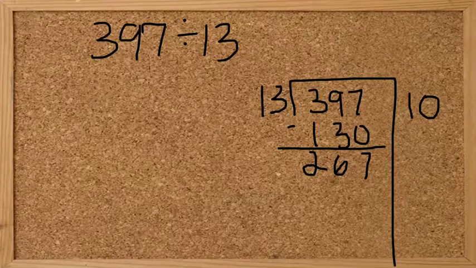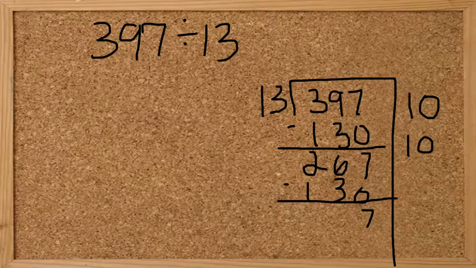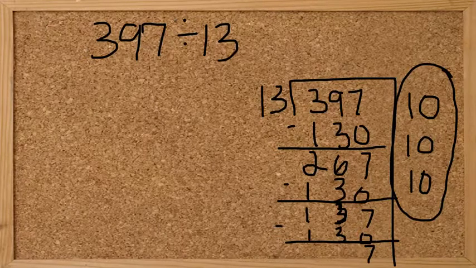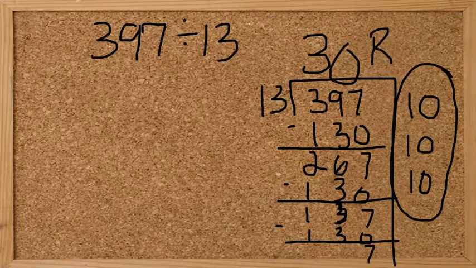So I can see right away, well, I can do another group of 10 to take out another 130, and I subtract. And I have 137. So again, I can do one more group of 10 to take out 130, and I'm left with 7. Now if I have 7, I can't split that into 13 groups easily, so I know that I'm done. As soon as I get to the bottom and I can't split that number into groups, then I'm finished. So I'm going to look at how many times I was able to put 13 in, and that's 30 times, and what's left on the bottom is my remainder, so it's 30 remainder 7.